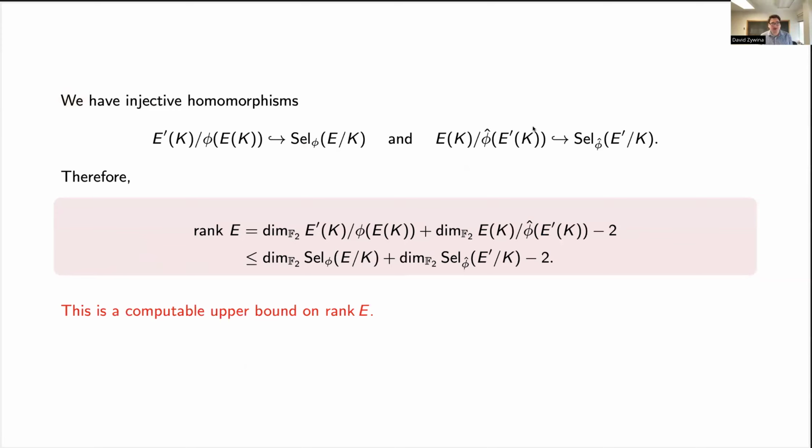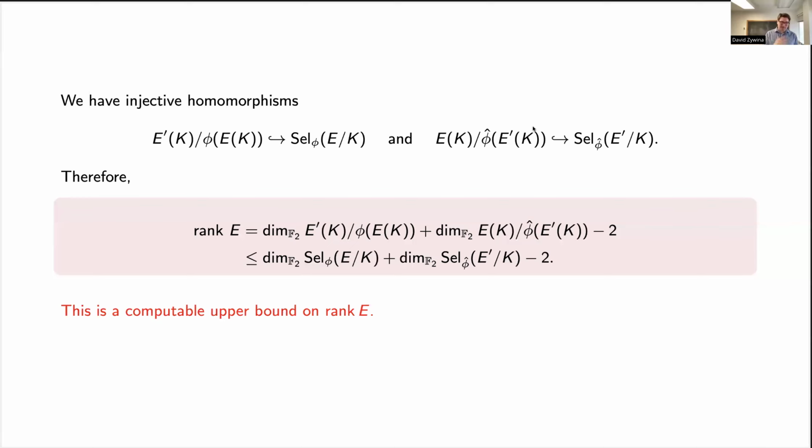And so we have our injective homomorphism from our one group into the Selmer group, and then switching the roles of E and E prime and phi dual, you get the second map into a different Selmer group. And so in our equation for the rank in terms of these two quotients of the K-rational points of E prime and E, we can now get an upper bound in terms of the dimension of these Selmer groups. And these Selmer groups, I said, were computable, so this is a computable upper bound on the rank.